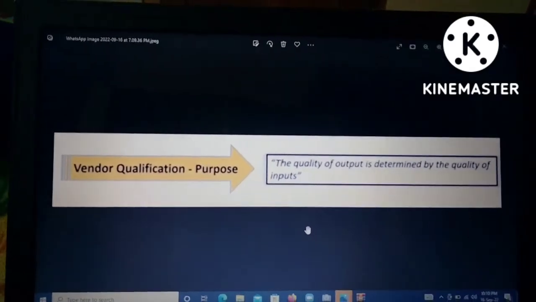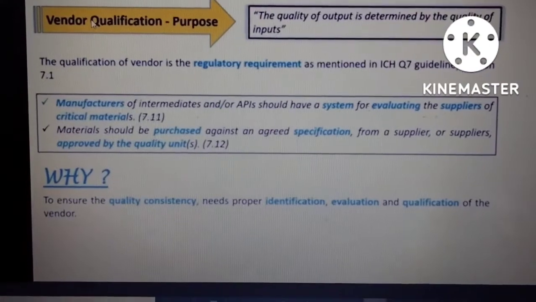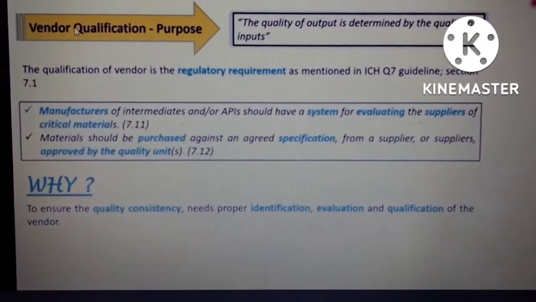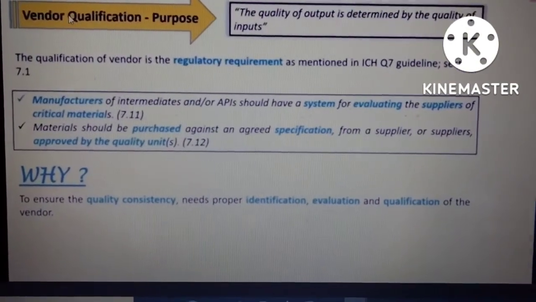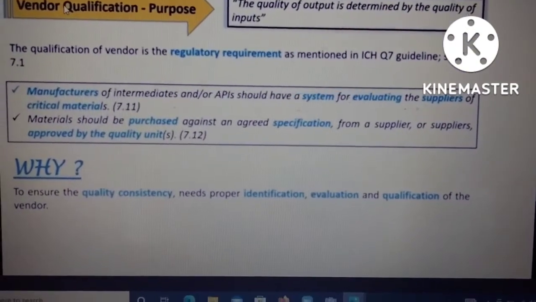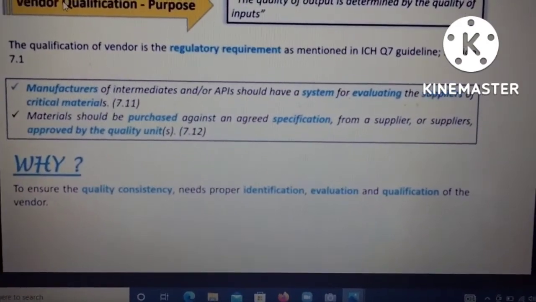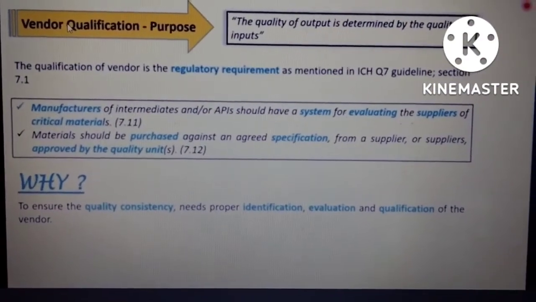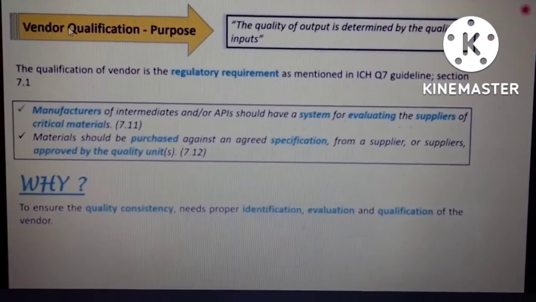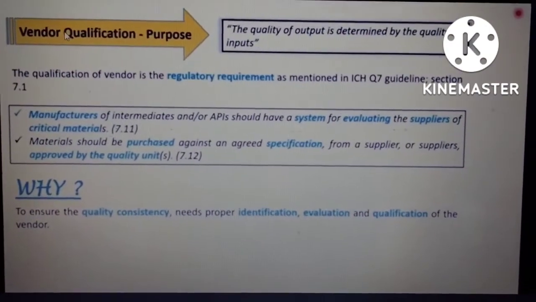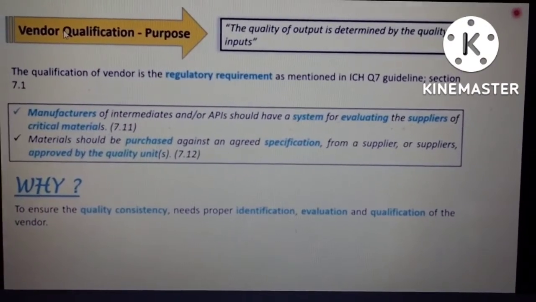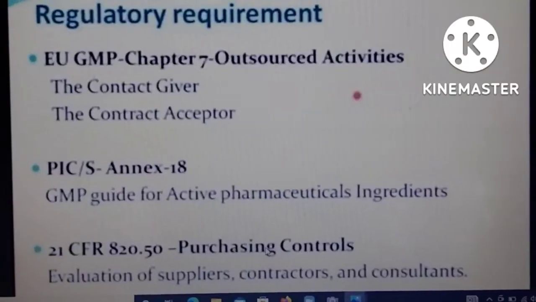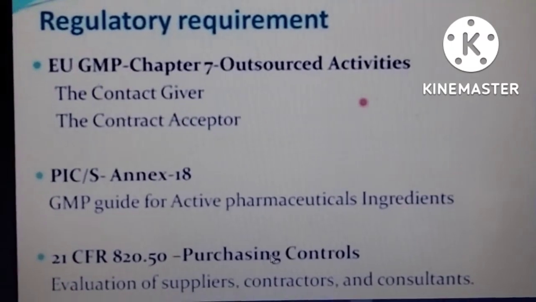Okay, and now you may see why we need to perform the vendor qualification. To ensure quality consistency, we need the proper identification, evaluation and qualification of the vendor. So for that we have to perform the vendor qualification. Also, vendor qualification is a regulatory requirement as mentioned in the ICH Q7 guidelines, section 7.11 and also section 7.12. And you may also see here the regulatory requirements.